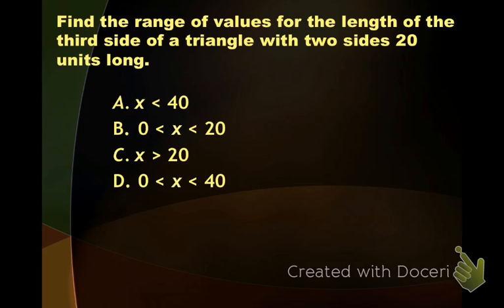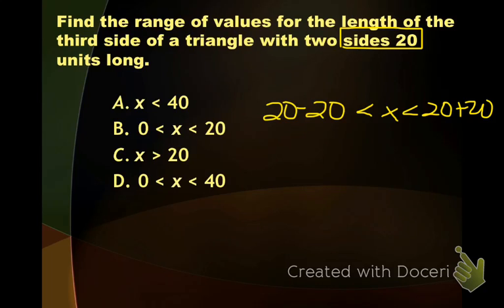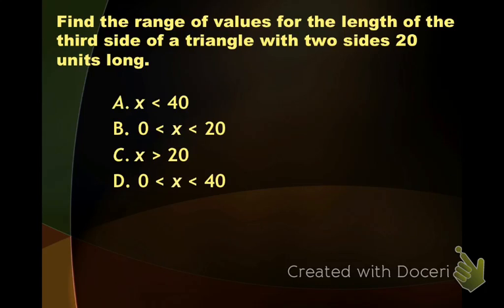Now if we have two sides whose length is the same, we're going to do the same thing. We want the difference to be the minimum, and we want the sum to be the maximum. So this means x is greater than 0, less than 40. Well, that's great. Notice answer choice A is similar to answer choice D, but also allows for negative values for x, which we don't want. We don't want to consider negative side lengths for a triangle.